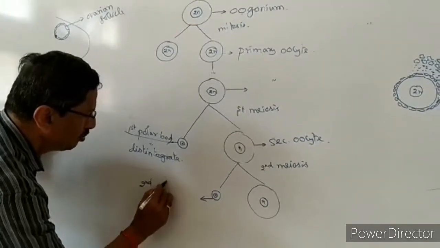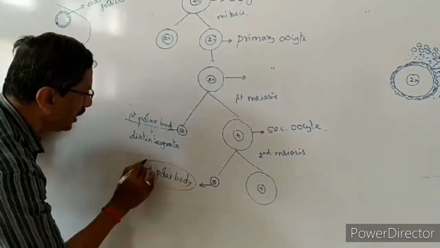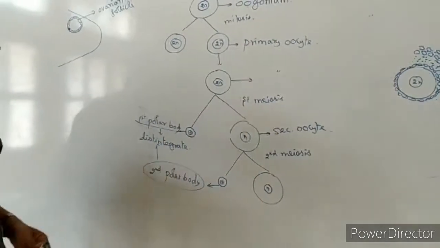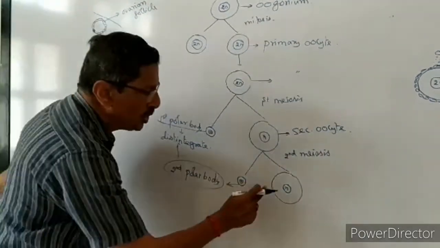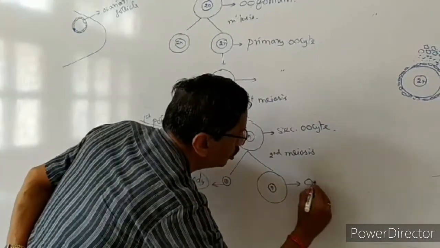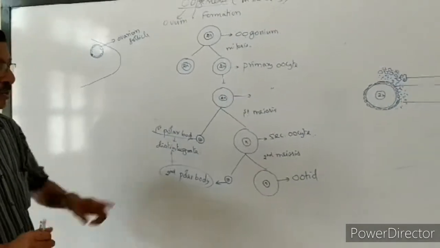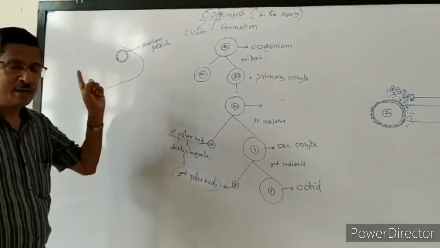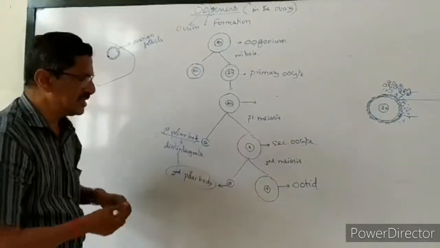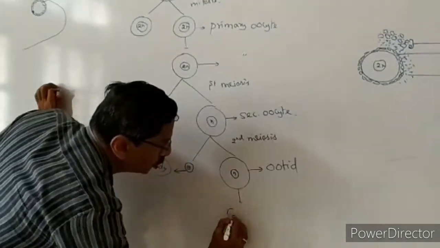Okay, second polar body. Even the second polar body will also be disintegrated. It cannot live for a long time. But only one large cell is produced at the end. It is called ootid. See that? This is called the ootid. But the first one we studied was spermatid. But this is called the ootid, only for a single cell. This ootid is changing into ovum.